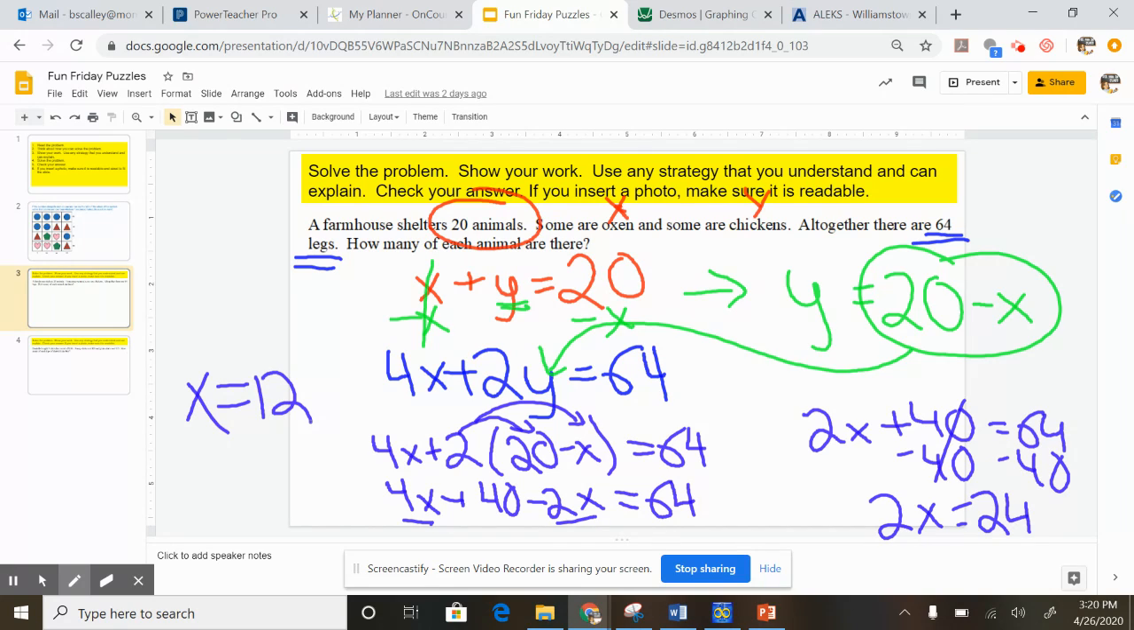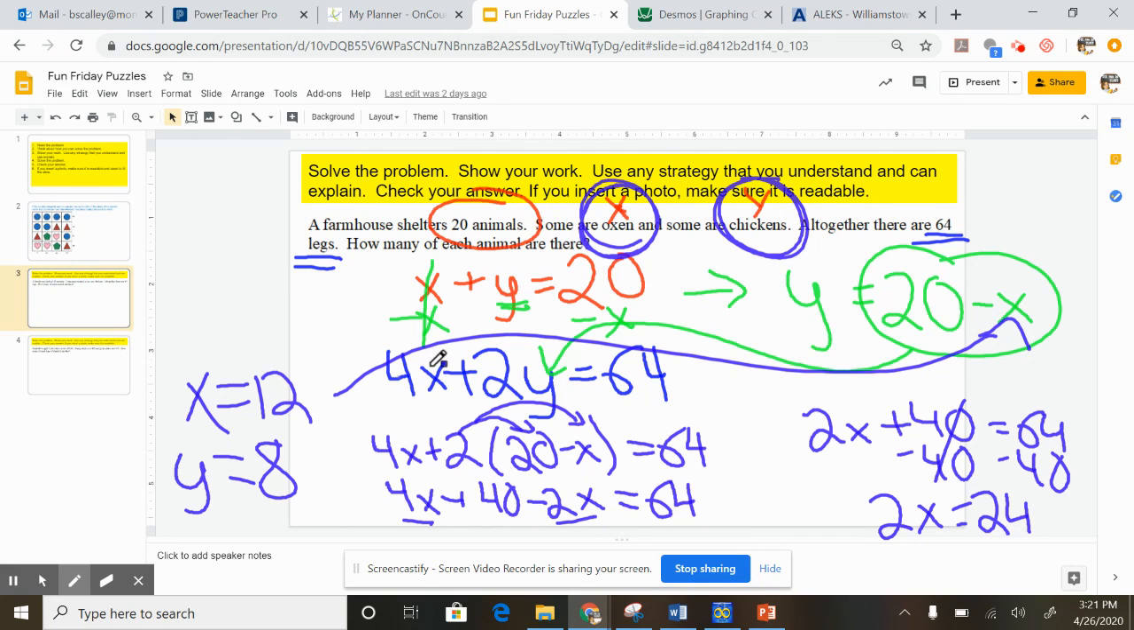And remember in the beginning, x stood for oxen. So if x is 12, that means there's 12 oxen, and then there's 20 animals altogether. If there's 12 oxen, there must be 8 chickens. And really what I'm doing there is, now that I know x is 12, I plug 12 in here. I know this looks like a mess, but 20 minus 12 is where the 8 comes from. To get y equals 20 minus 12, y is 8. So I know that x is 12, there's 12 oxen, y is 8 chickens.